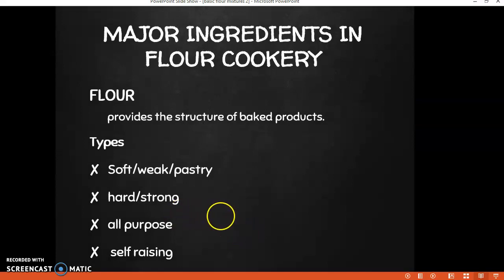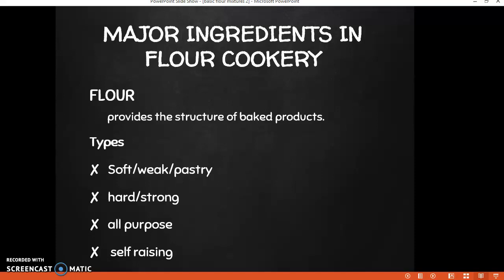We want to look at the major ingredients, the main ingredients that are used when making flour mixtures or products. We have flour. Flour provides a structure for most products due to the gluten present in it. One may ask, what is gluten? It is a protein in flour. The quality of flour products depends on the amount of gluten present in it. Wheat flour is the most widely used because of its high gluten content.